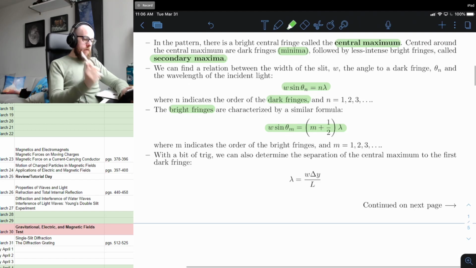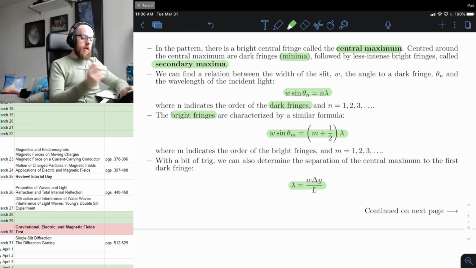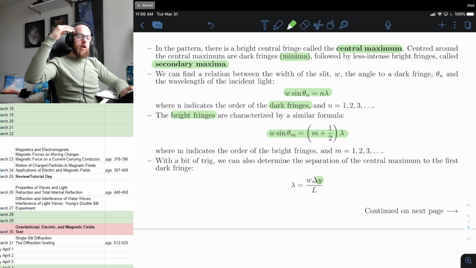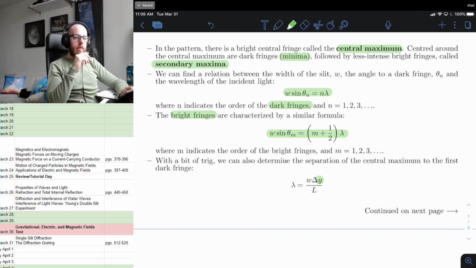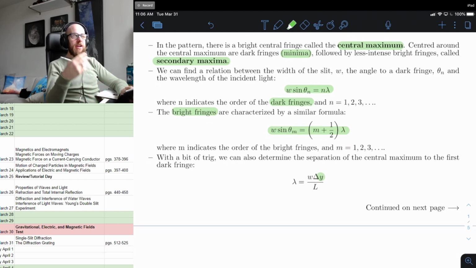And then we can also define a formula for the spacing between adjacent bright or dark fringes. That's the delta y that we saw in the picture before. Delta y is the distance between, say, a dark fringe and the next dark fringe, or a bright fringe and the next bright fringe. Whew, lots of formulas, but I think this becomes easier the more we practice.